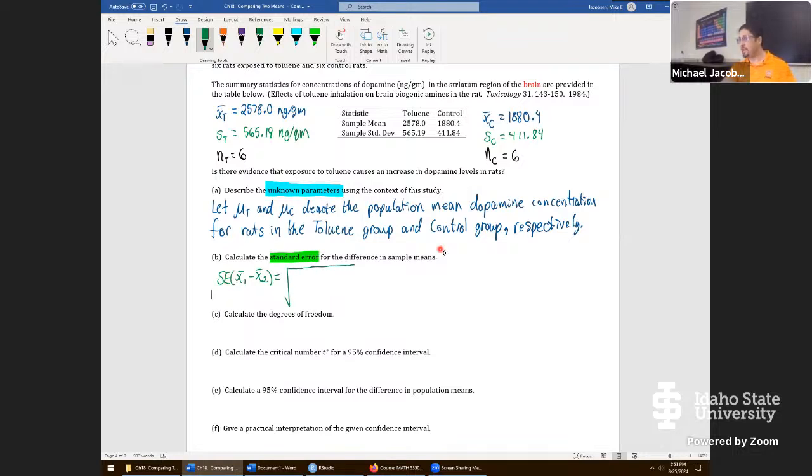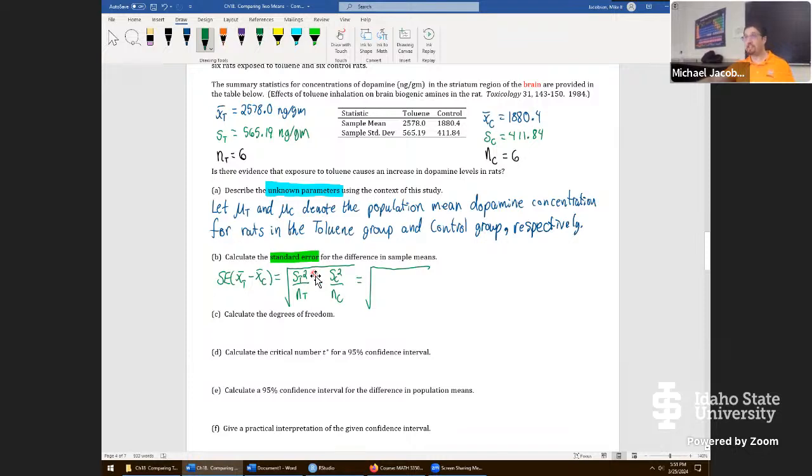Everywhere there was a sigma, we put in S, the sample data. I already made a mistake here. I called it x bar 1 minus x bar 2, just because I'm used to 1s and 2s, but that should have been T and C. I have to keep that consistent for that to be a good strategy, so let me come back here. So the sample mean for the toluene group and the sample mean for the control group. There we go. Formula goes S_T squared divided by N_T plus S_C squared divided by N_C.